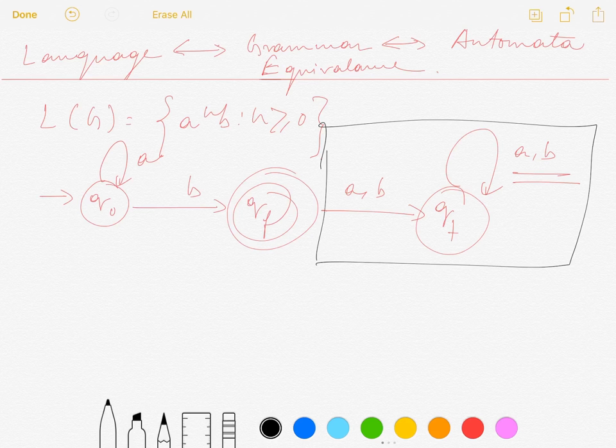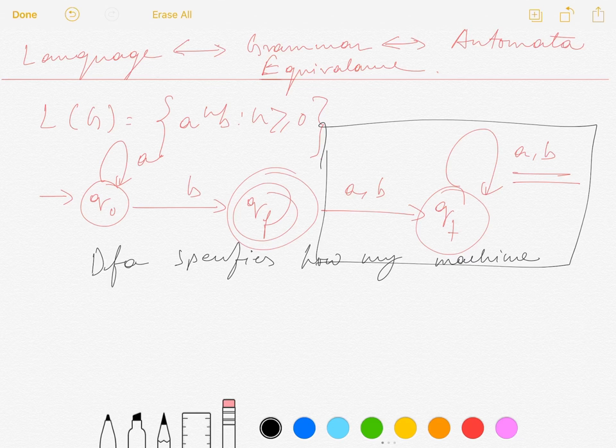Now what should be its grammar, what should be the rule? The DFA specifies how my machine behaves, and my grammar tells me how to construct the machine. Grammar tells me the set of rules to construct that particular machine.